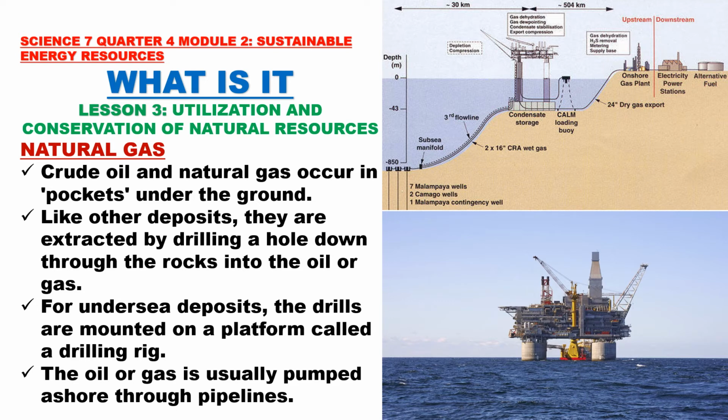Crude oil and natural gas occur in pockets under the ground. Like other deposits, they are extracted by drilling a hole down through the rocks into the oil or gas. For undersea deposits, the drills are mounted on a platform called a drilling rig. The oil or gas is usually pumped ashore through pipelines.